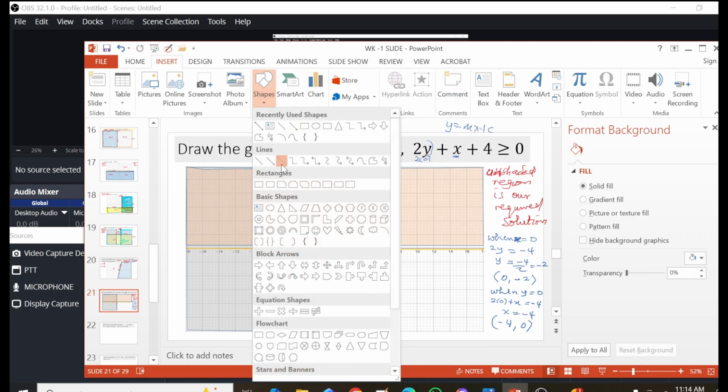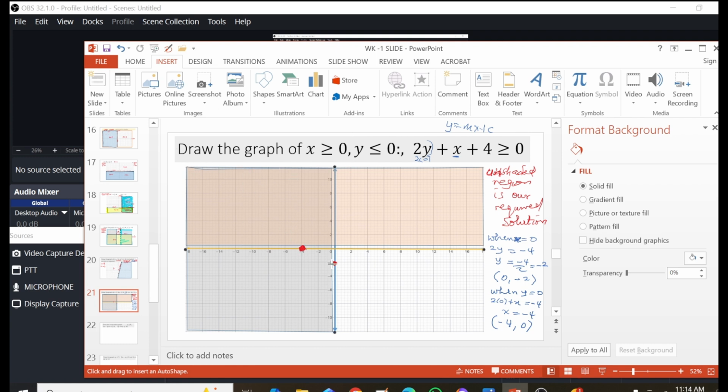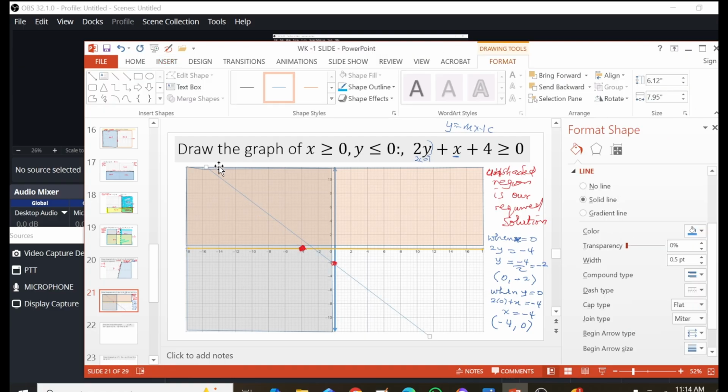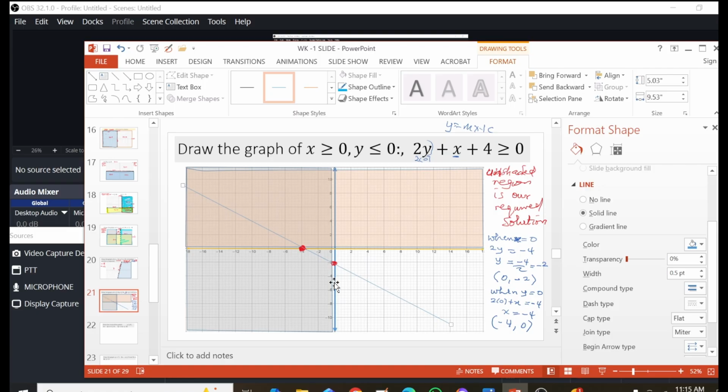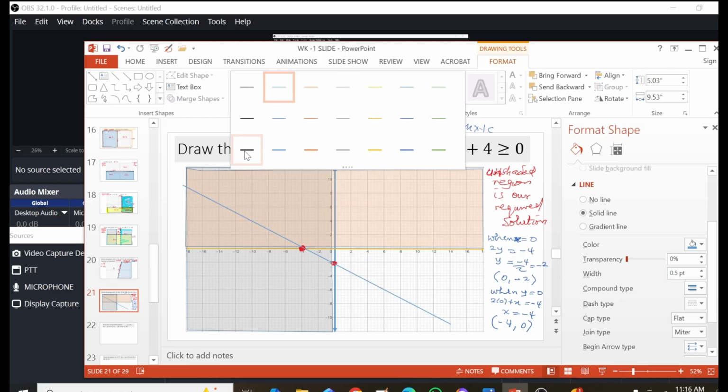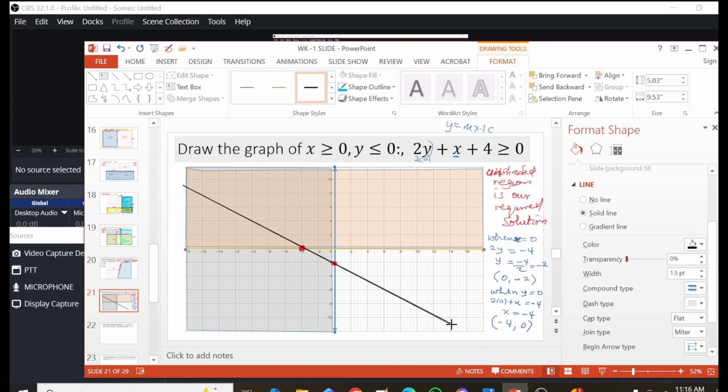So let's draw our line along that part. So you see how our line should be. Just want you to cut across the two points. Since it's greater than or equal to, it's going to be a thick line. Both of them are going to be thick lines. So it's cutting across the whole graph. So this is what we have.